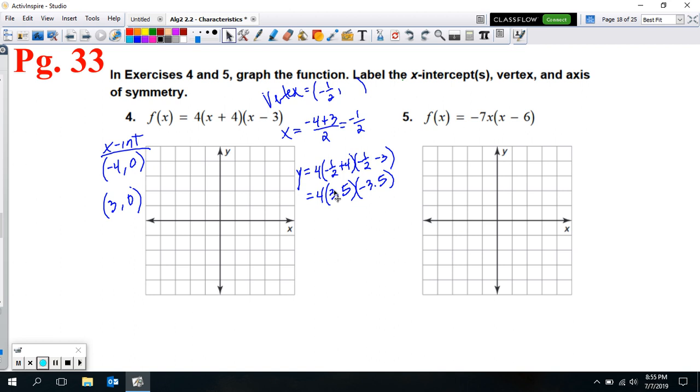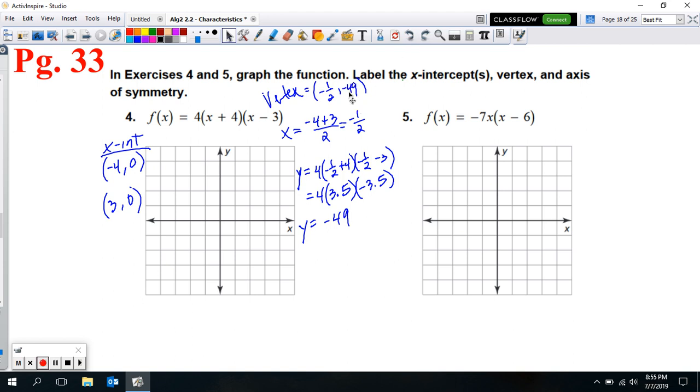So now as you multiply this, you only have one negative, so it will remain negative. You'll have a negative y-coordinate here. 4 times 3.5 times another negative 3.5. We can do that on a calculator. That becomes 49, so our y is negative 49. So that completes our vertex.